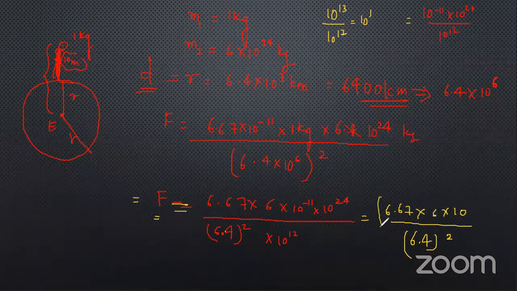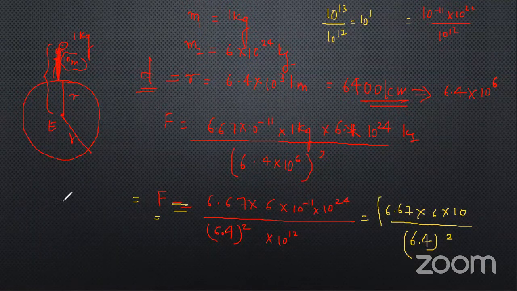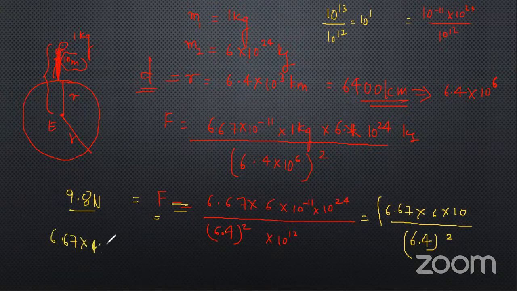It's 9.77, which is approximately 9.8, so we can take 9.8. Which means the value of force is coming out to be 9.8 newtons, as compared to the previous value of force, which was 6.67 into 10 to the power minus 11, when the masses were 1 kg and the distance between them was 1 meter. In that case, the force was this small. But when we increase the size of one of the bodies, the value of the force now is significant. See, 10 newton force is significant.